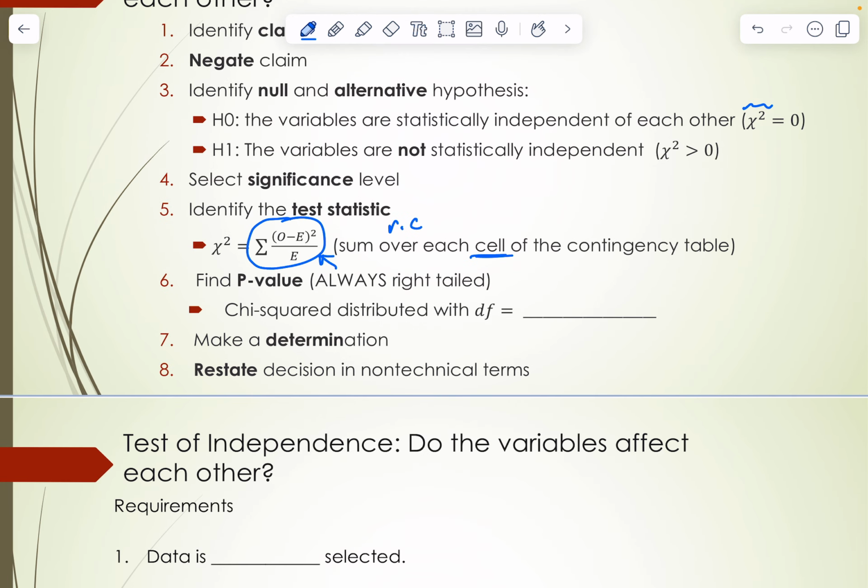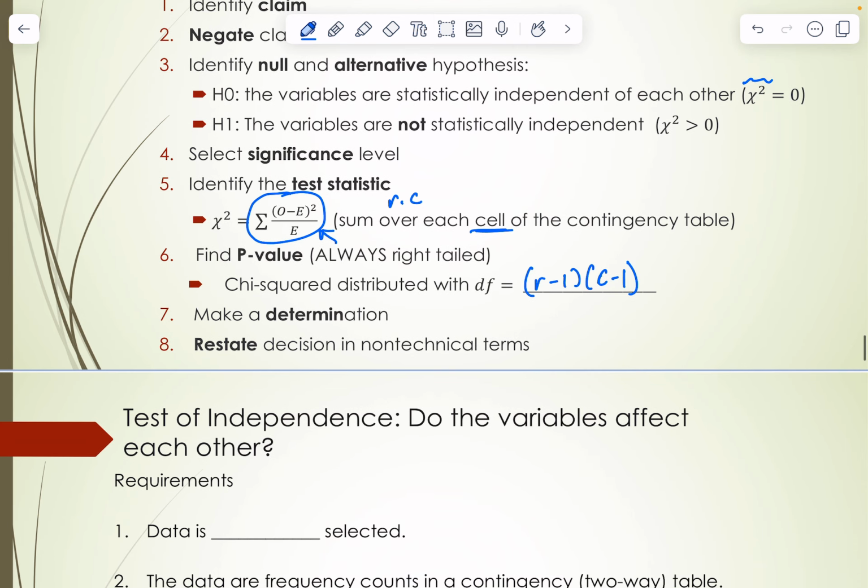Next, you find the p-value. It's always right-tailed. In this case, though, the degrees of freedom is going to be r minus 1 times c minus 1. After you have the p-value, you need to make a determination. If the p is low, the null must go. Following that, you restate your decision in non-technical terms.